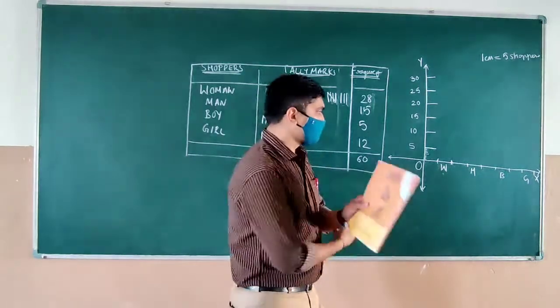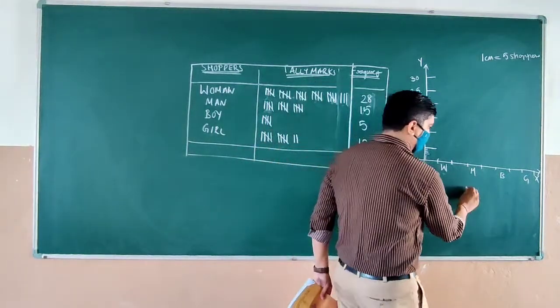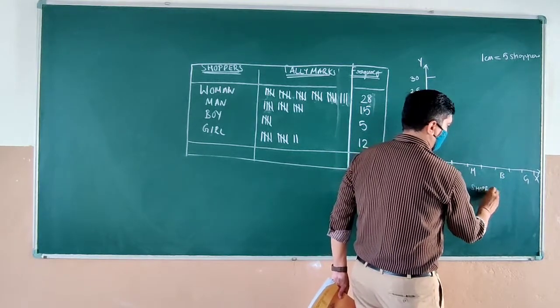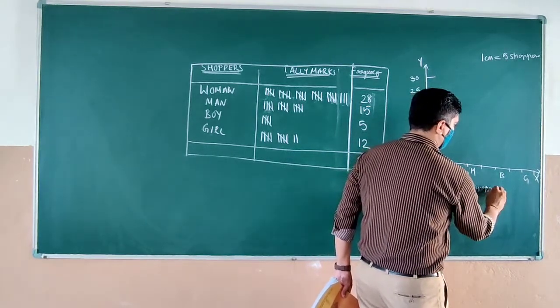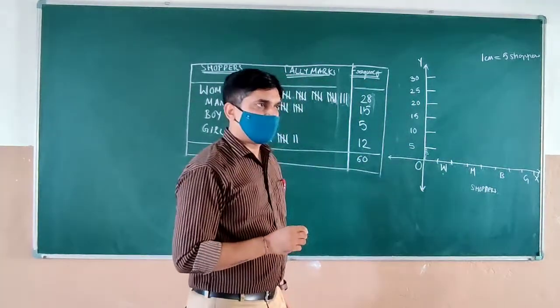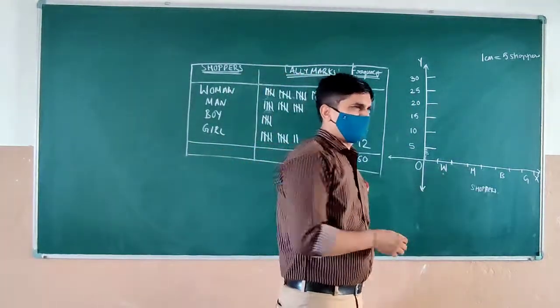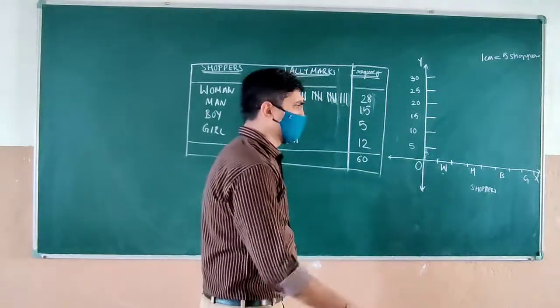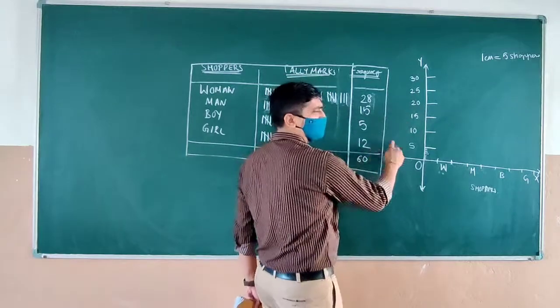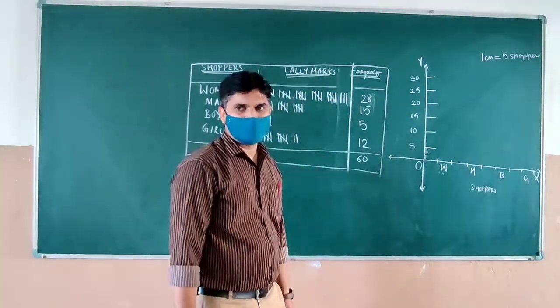Equal spacing. Here what we will write? Number of shoppers. Here you will write number of shoppers. Understood? Or name of the shoppers you can write here. Okay? Those who came, already you have written this. No need to write there. Here number of shoppers. Clear?